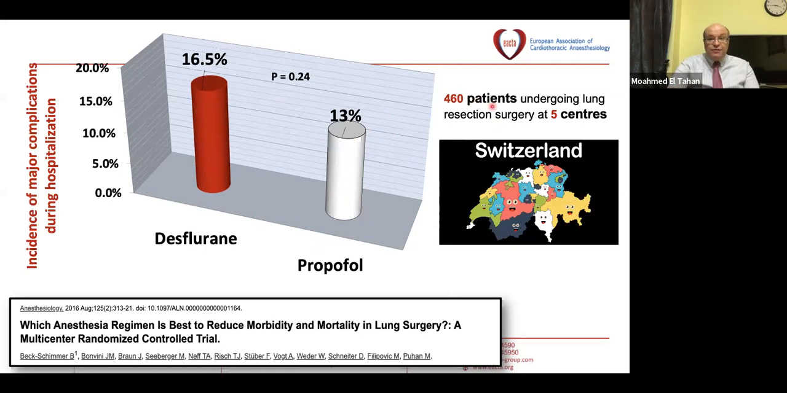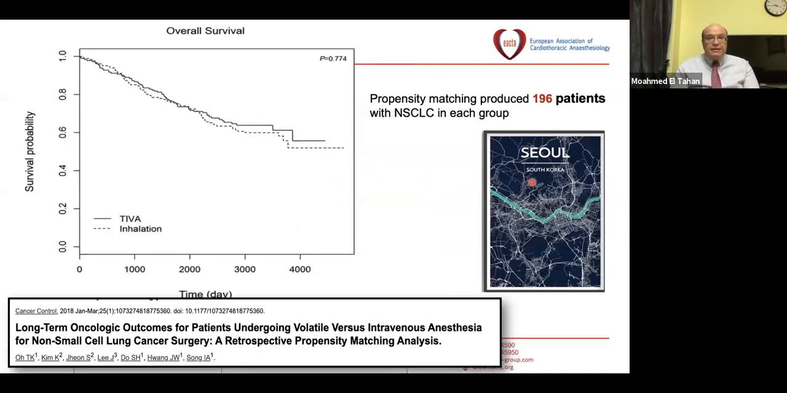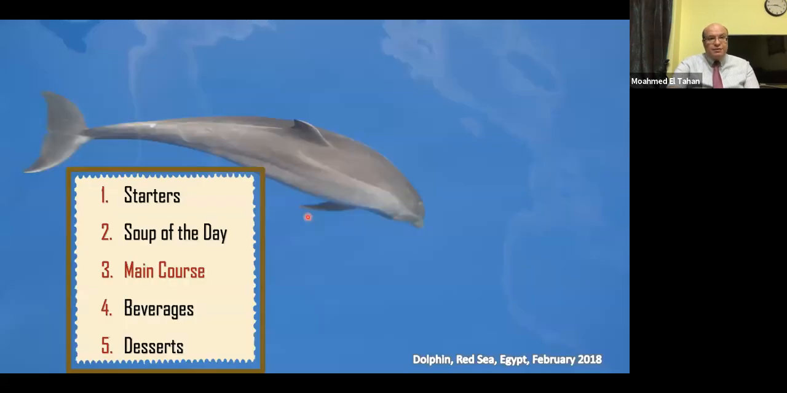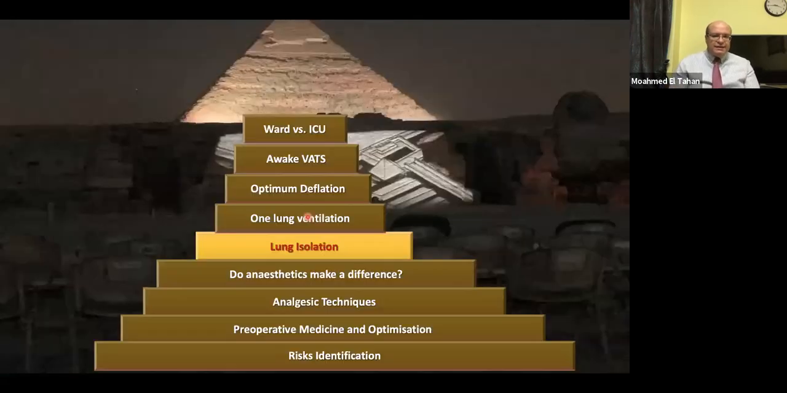The study included 460 patients from 5 centers in Switzerland. And the overall survival, and you can see here, propensity matched for 196 patients with non-small cell lung cancer, were comparable with using TIVA or inhalational drugs. So there is still a debate about this, whether to use TIVA or volatile anesthetics.